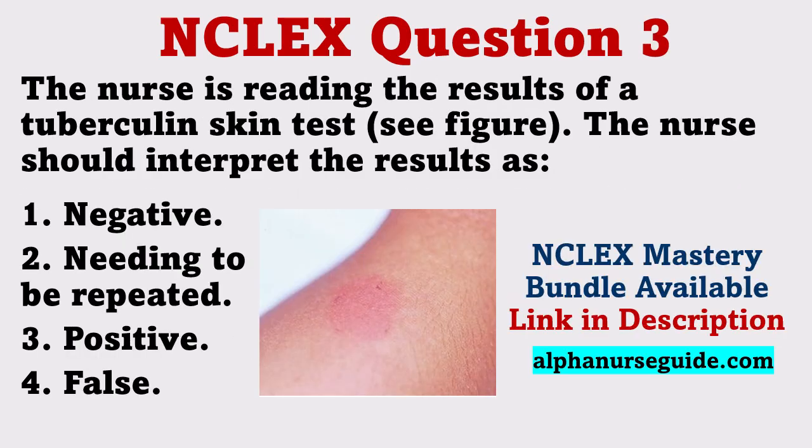The nurse is reading the results of a tuberculin skin test. See the picture on the screen. The nurse should interpret the results as: 1. Negative. 2. Needing to be repeated. 3. Positive. 4. False.